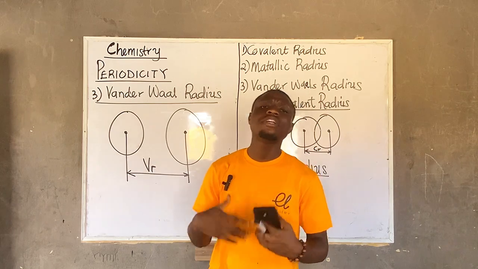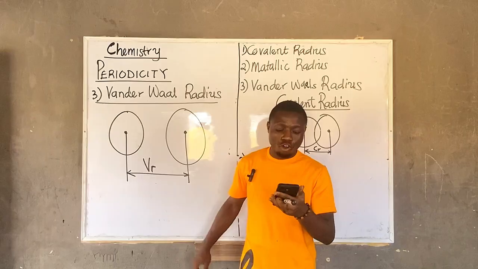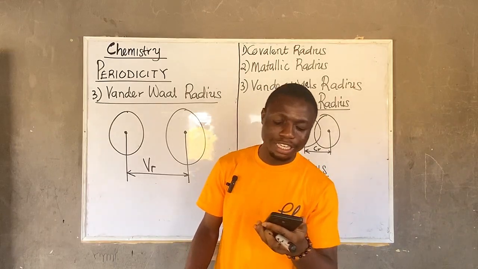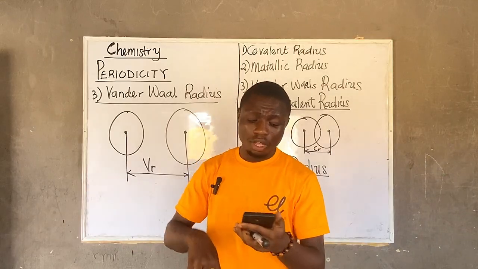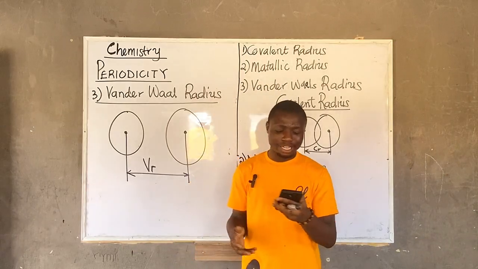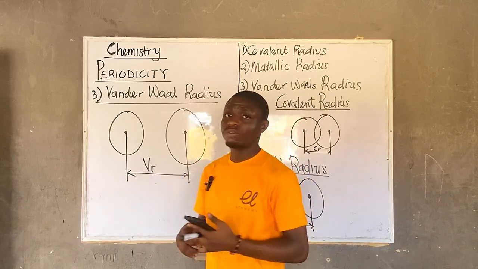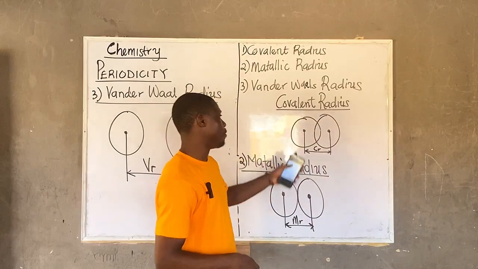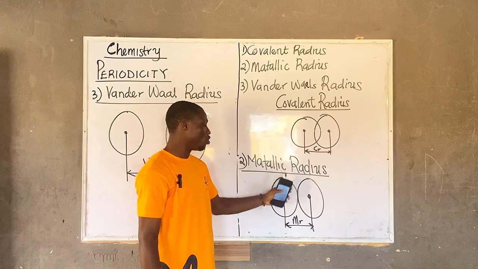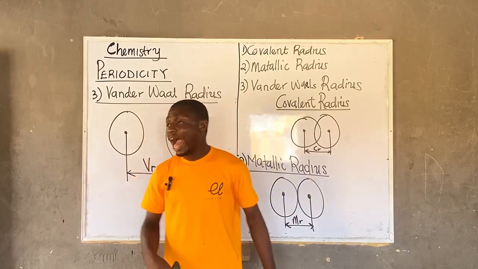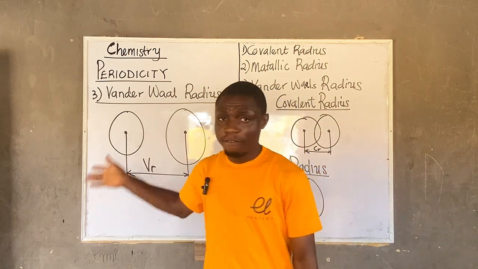All right. When do you use it? You use it for noble gases or atoms that are not bonded. That's when you use Van der Waals radius. So I gave you the definition, the structure, and when to use each of them, including Van der Waals radius.